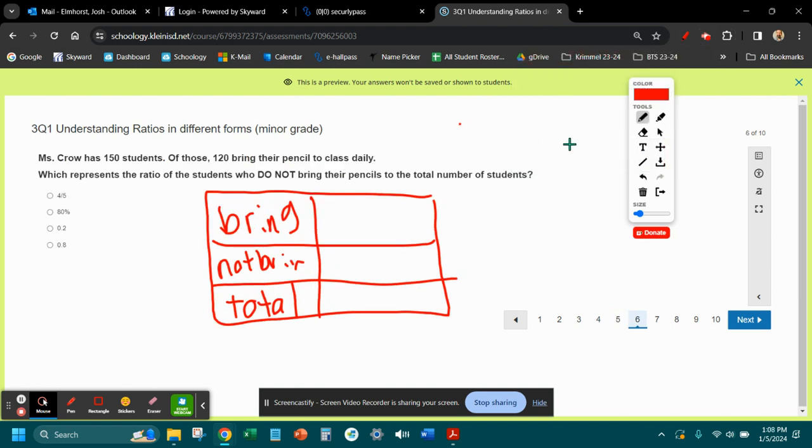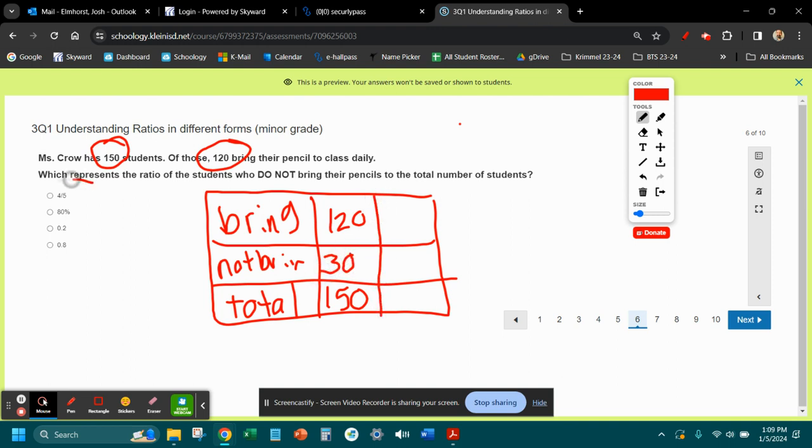So looking at number 6, the context is bringing pencils to class and not bringing pencils to class, and then the total number of students. So we have part, part, total. So we have 120 students who bring their pencil to class, and there's 150 total students. So if there's 120 bringing pencils, how many are not bringing pencils? 30. Okay.